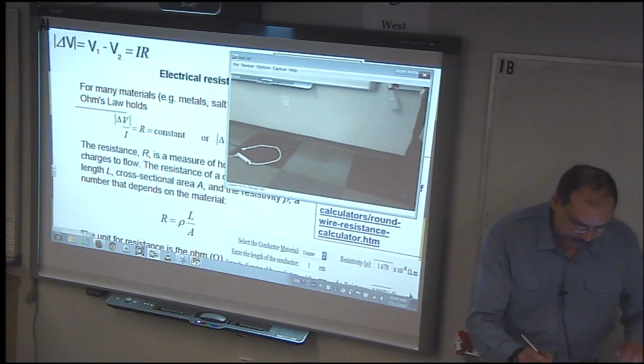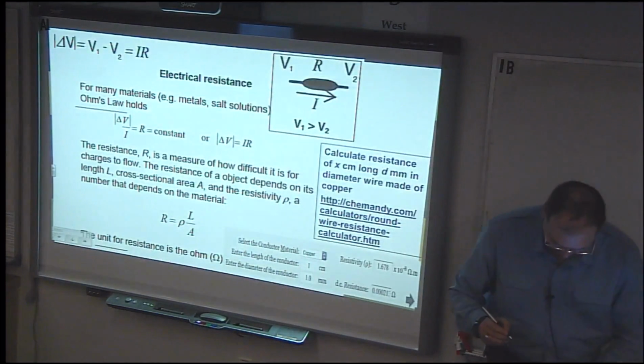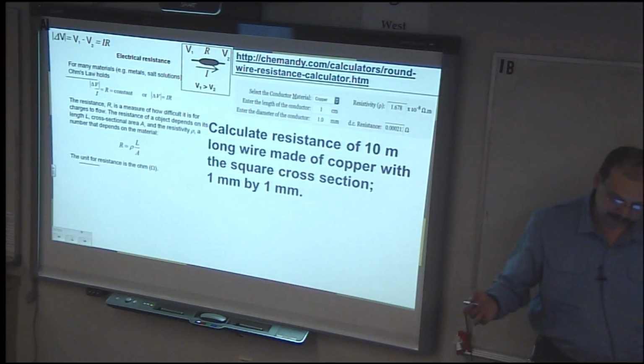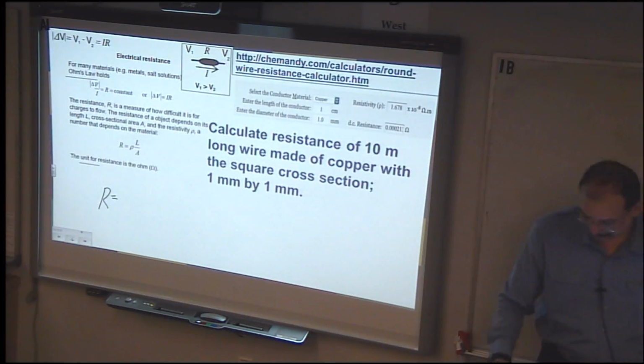And let's just do an example. All right. Calculate the resistance of 10-meter long wire made of copper with a square cross-section. Square, it's easier to calculate area. That's it. So this is our equation. The resistance equals the resistivity. This number comes from search. It has been measured.